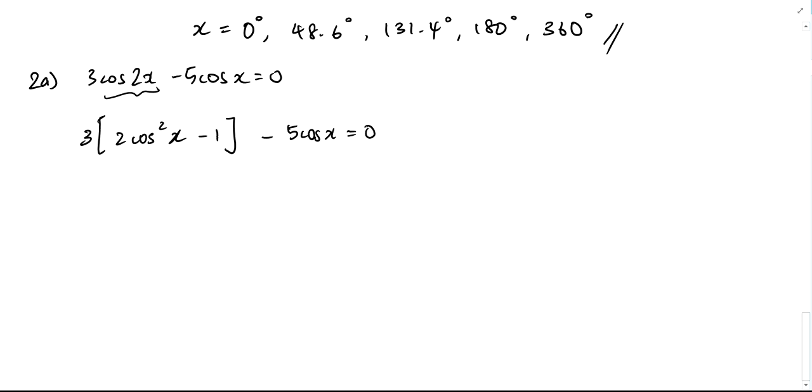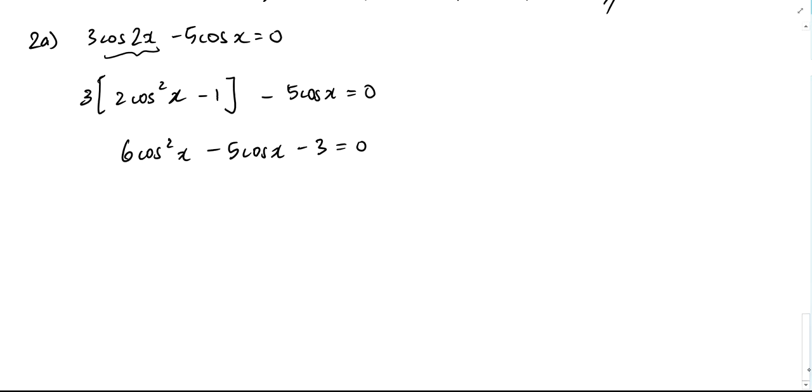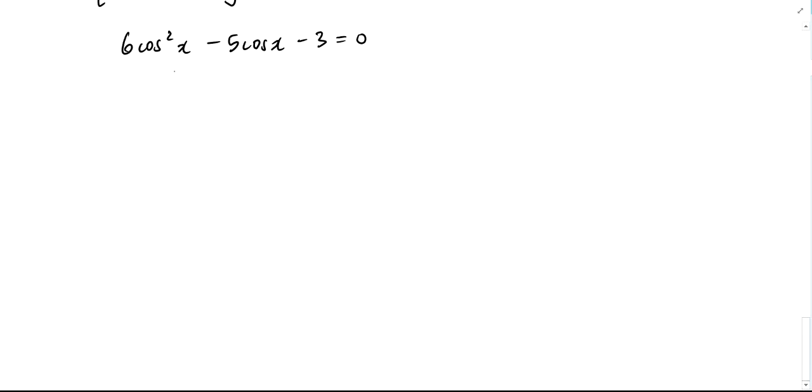In this way, I obtain a quadratic equation where we have 6 cosine square x minus 5 cosine x minus 3 equals to 0. Then the option to factorize is there. But in this case, this cannot be factorized, so we will need to use our quadratic formula, which tells us that if you like, you can rewrite this to become 6y squared minus 5y minus 3 equals to 0. Okay, this is much easier.